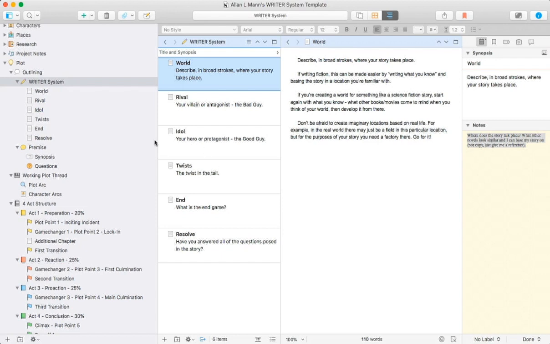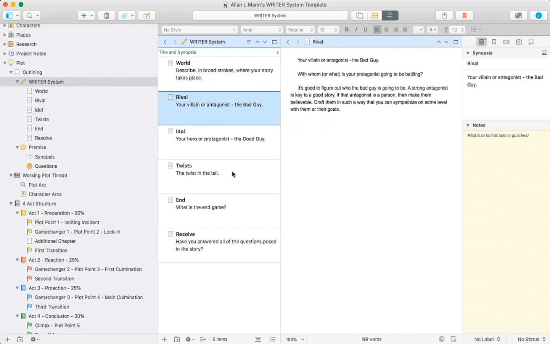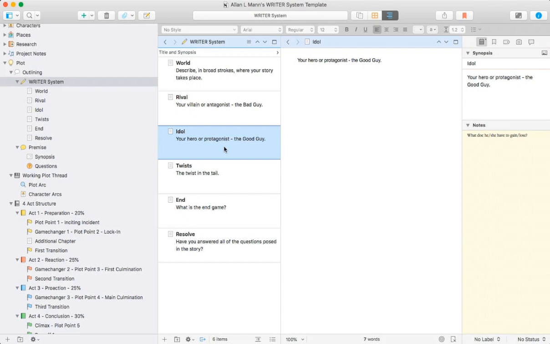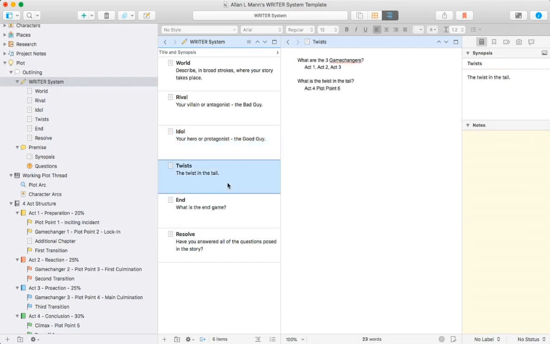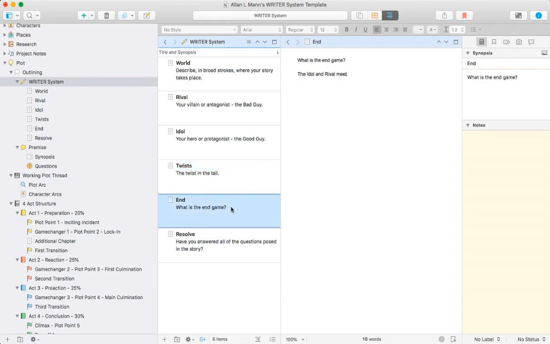The next letter, R, is rival. The rival, the antagonist, the bad guy in the story. We got to set down who that or what that thing or person is. Idol. Who's your hero? Who's your protagonist? The good guy. T is for twists, and that's plural. So again, we'll come back to that. There are three game changers in the beats within the four-act structure, and so there are a couple of twists in your story. E is the end.